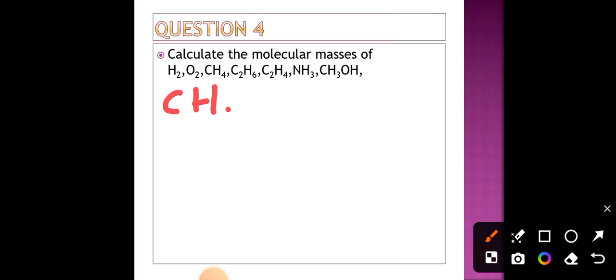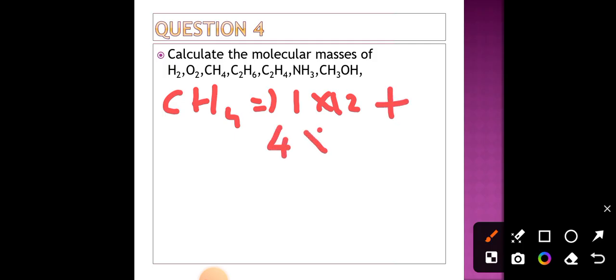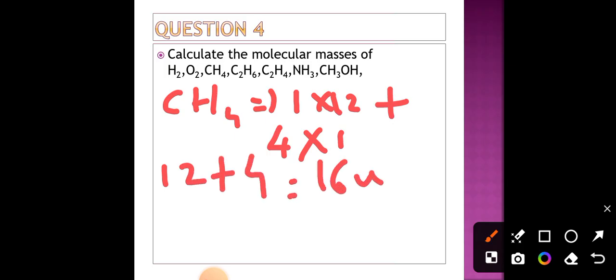methane. Let's say methane. So now for methane, how many atoms of carbon are there? 1 into 12 plus how many atoms of hydrogen are there? 4 into 1. So 12 plus 4, 16 U. Right? So for methane, what's the atomic mass? It's going to be 16.